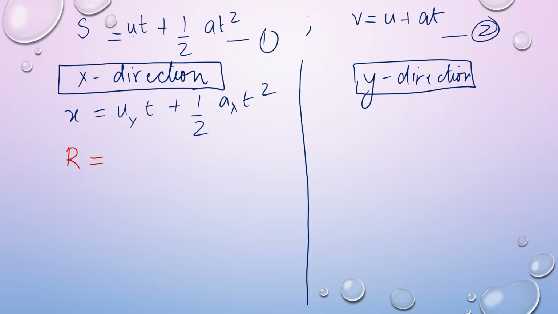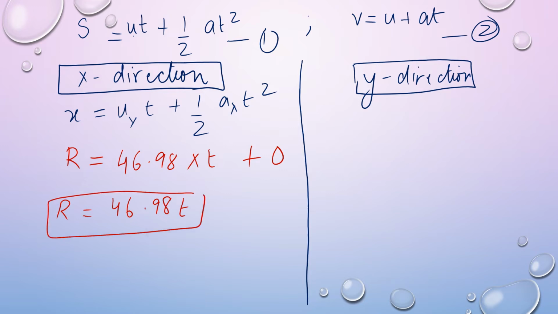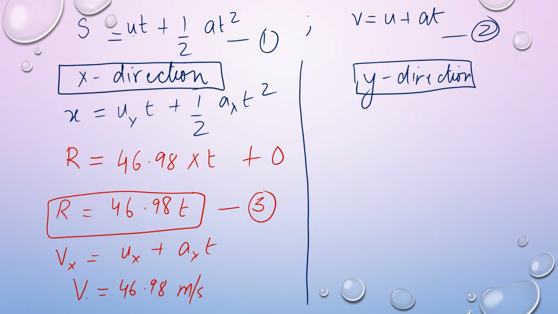So ux was 46.98 times t plus 0. So range comes out to be 46.98 t. Let's say this is my third equation. Now the second equation is vx equals ux plus axt. What was my ux? 46.98 meters per second. That means throughout the motion the horizontal component of velocity remains the same. Reason being, my ax is 0.